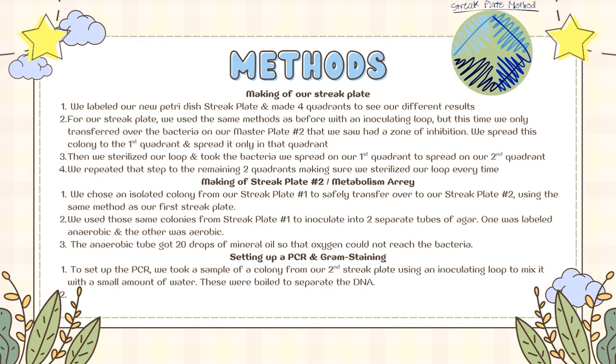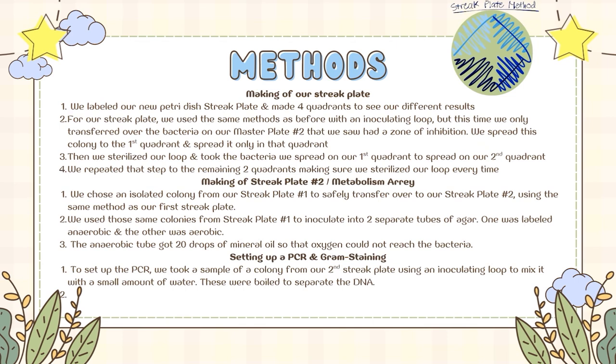We spread this colony to the first quadrant and spread it only in that quadrant. Then we sterilized our loop and took the bacteria we spread on our first quadrant to spread on our second quadrant. We repeated this step to the remaining 2 quadrants, making sure we sterilized our loop every time. In the top right of the slide, you can see our streak plate method with each color representing a different time we sterilized the loop.